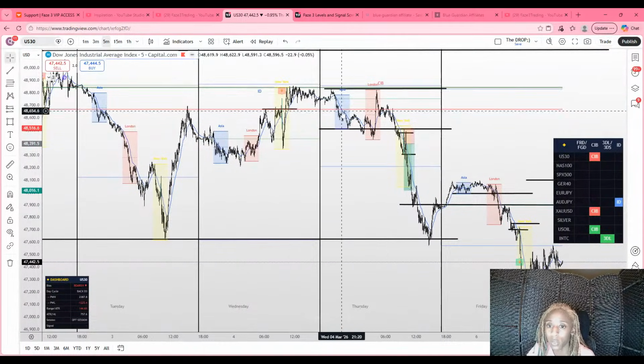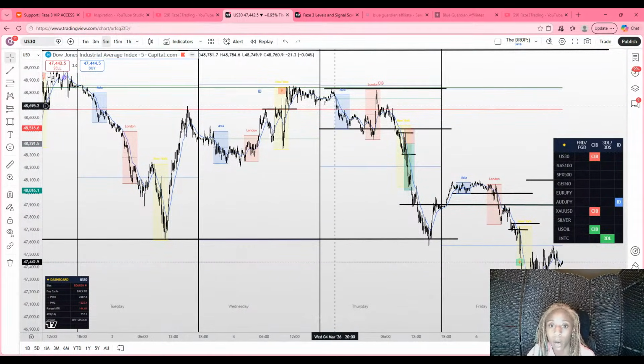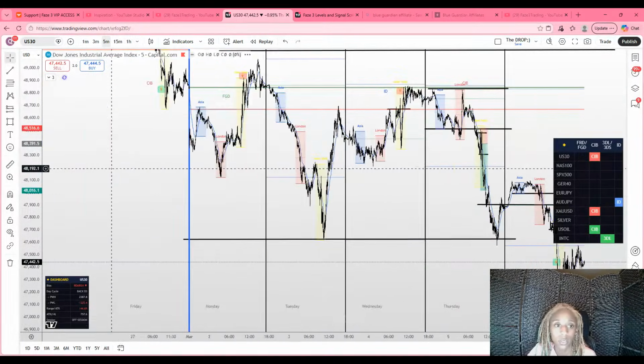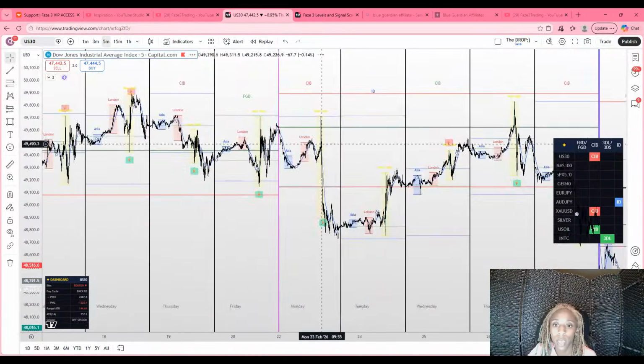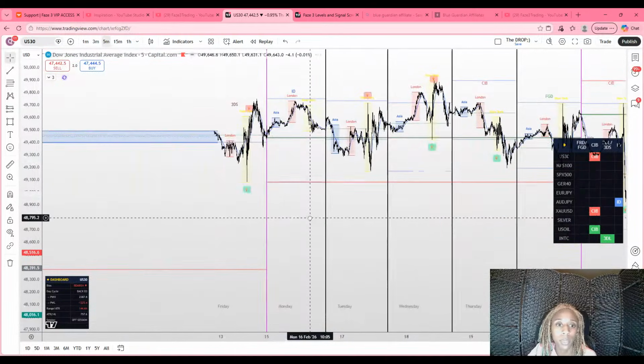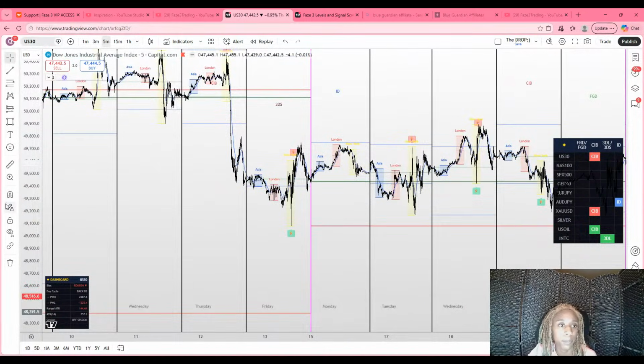So this is what you guys can look for. Pump, coil, dump. So let's look for another one. That is a dump, coil, pump one. Okay, here's one right here.